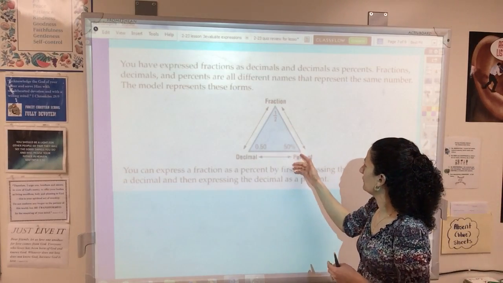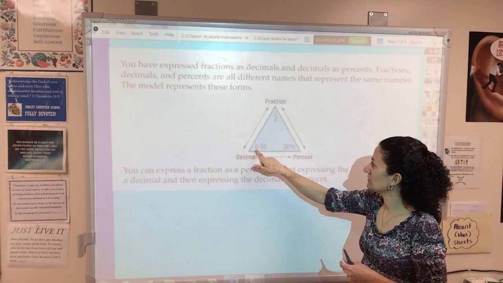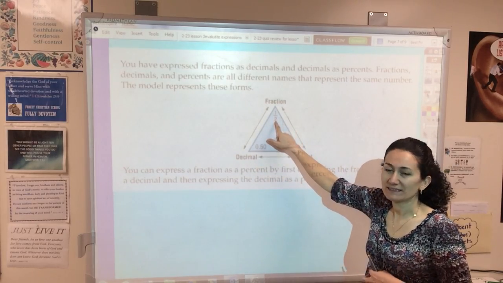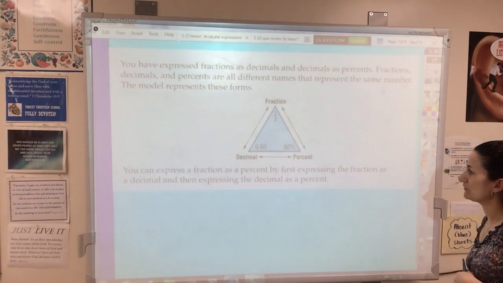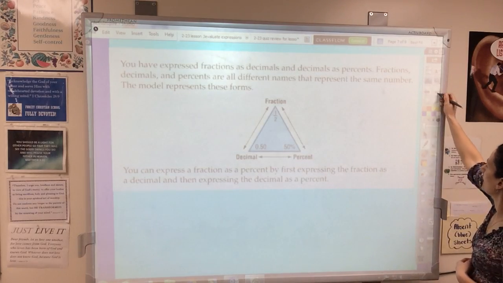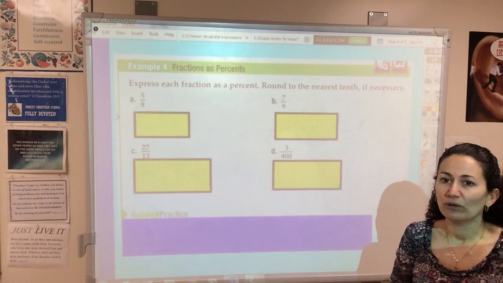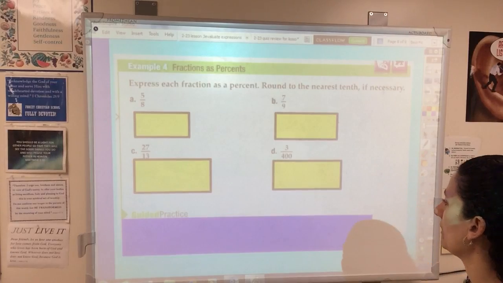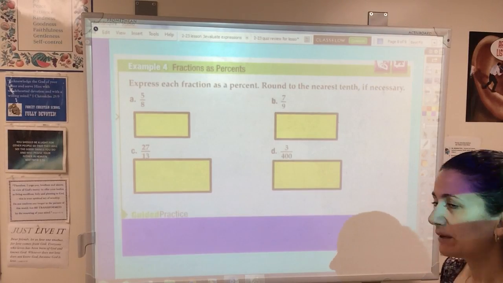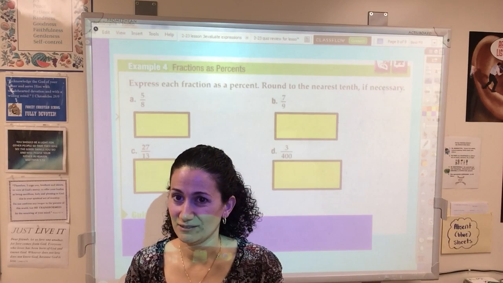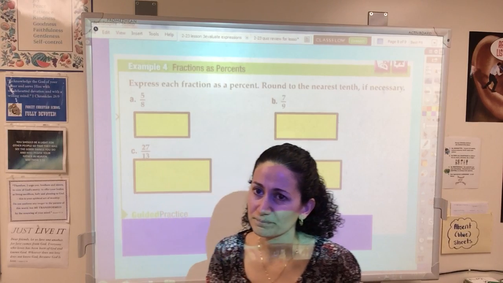If you take 50%, for example, as a decimal, that's 0.5 or 0.50. As a fraction in simplest form, it's a half. You can express a fraction as a percent by first expressing the fraction as a decimal and then expressing the decimal as a percent. We've talked about that before. You really have everything you need to know in order to solve these problems. But in this video, I'd like to show you just a few more shortcuts that are going to make your life a little bit easier.